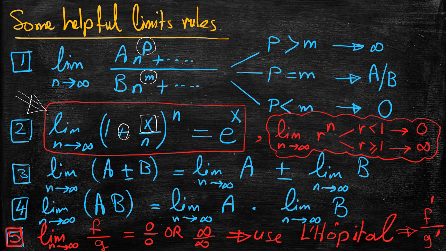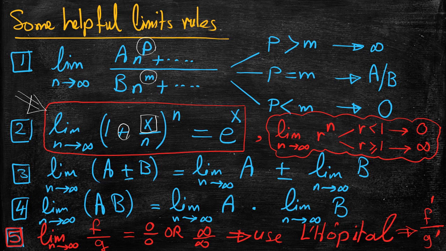Also, something from the geometric sequence or the geometric series: if we have any number to the power n, and this number is less than 1, like half power n, when n approaches infinity, this limit will be 0. And if this number is greater than or equal to 1, so we are talking about this number to the power infinity, then this limit will be infinity. So this will be helpful if we have just some number to the power n.